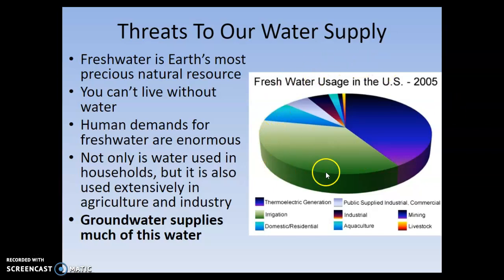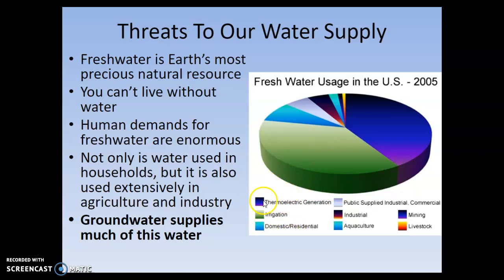This chart gives us a breakdown of what we use fresh water for, and this was in 2005, so it was a while ago. This is probably around the time some of you were being born. But the percentages probably work out to be roughly similar today. So thermoelectric generation, irrigation, that's for agriculture, domestic and residential use, that's basically for your home, public and industrial use, aquaculture, which is just farming fish, mining, and livestock as well. All of those things are what we use our water for.